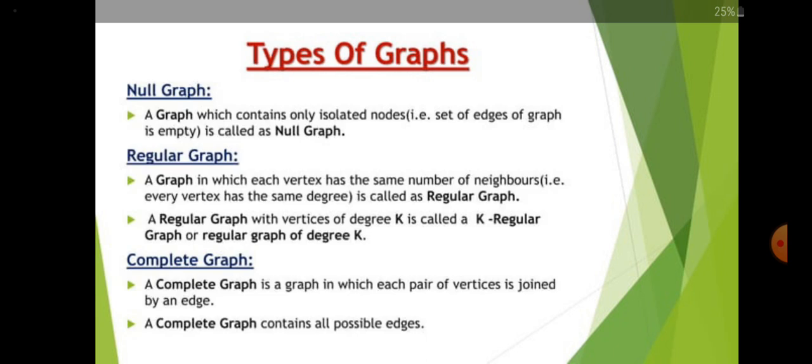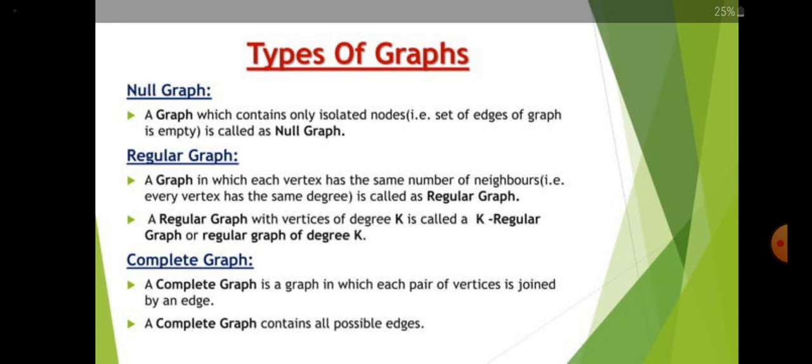A graph which contains only isolated nodes, that is, the set of edges of the graph is empty, is called the null graph. Second is the regular graph. A graph in which each vertex has the same number of neighbors, that is, every vertex has the same degree, is called a regular graph. A regular graph with vertices of degree k is called a k-regular graph or regular graph of degree k.